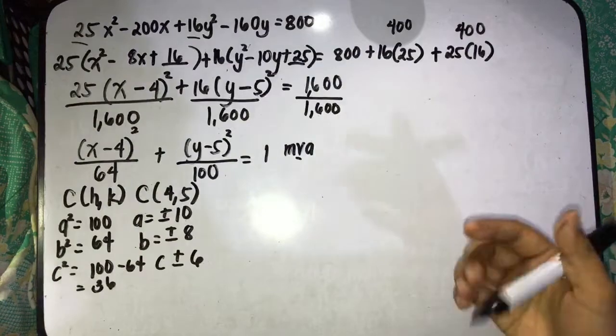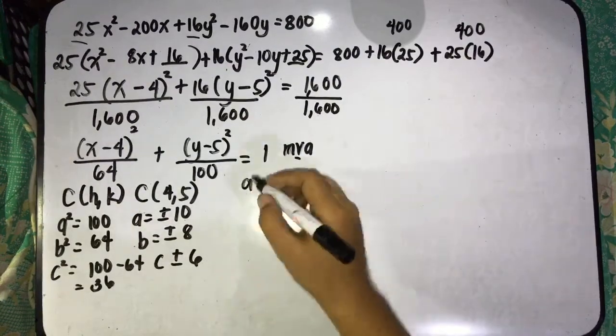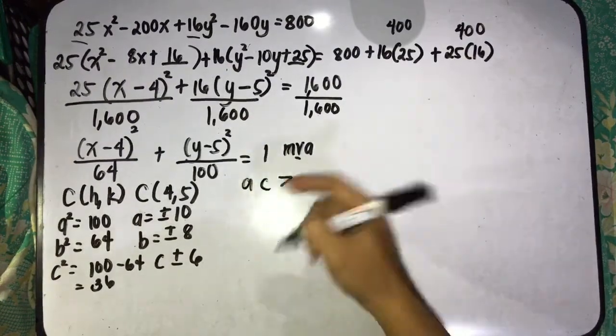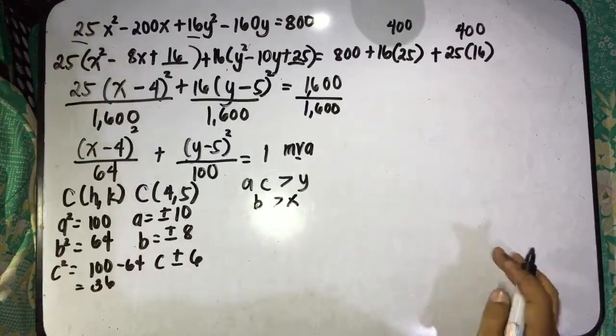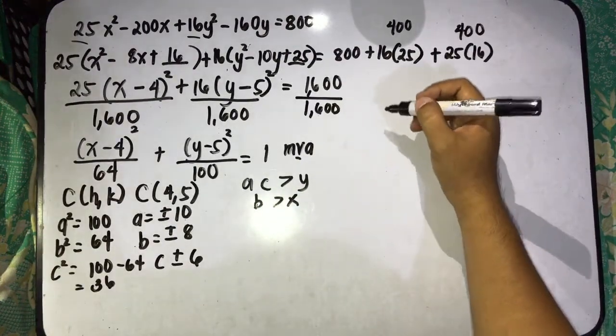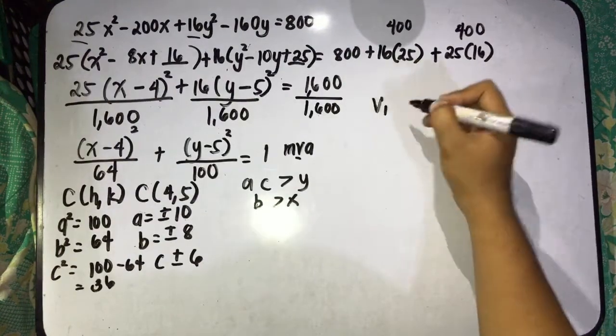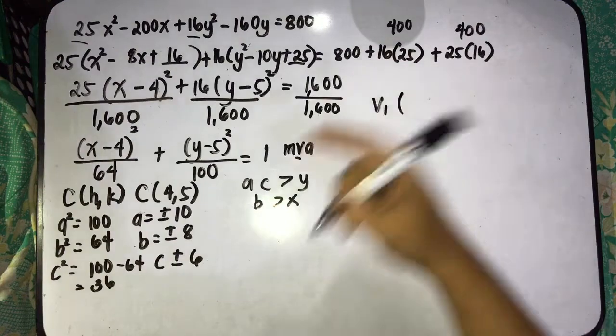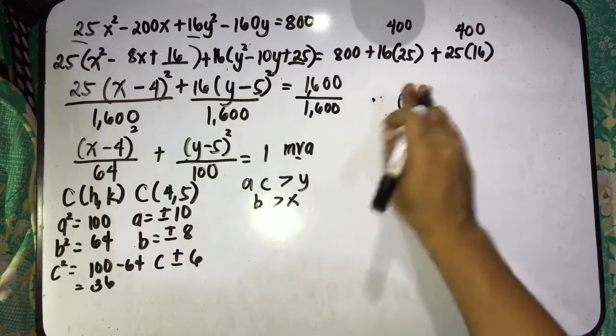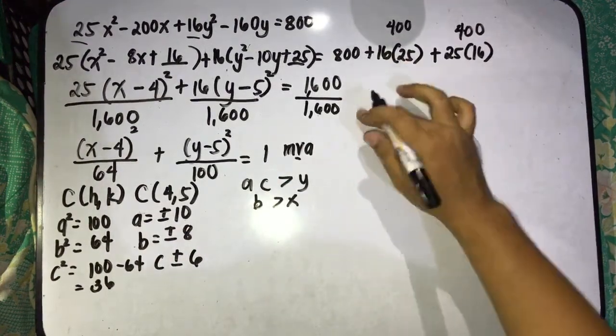Therefore, ang babaguhin natin ngayon, kay A at kay C, located siya sa Y, while B will be located at X. So, where is V1? Where is V2? So, V1, where is the center? The center is located at 4 and 5. So, ang babaguhin natin dapat sa V1 at kay B2 would be the Y coordinate.